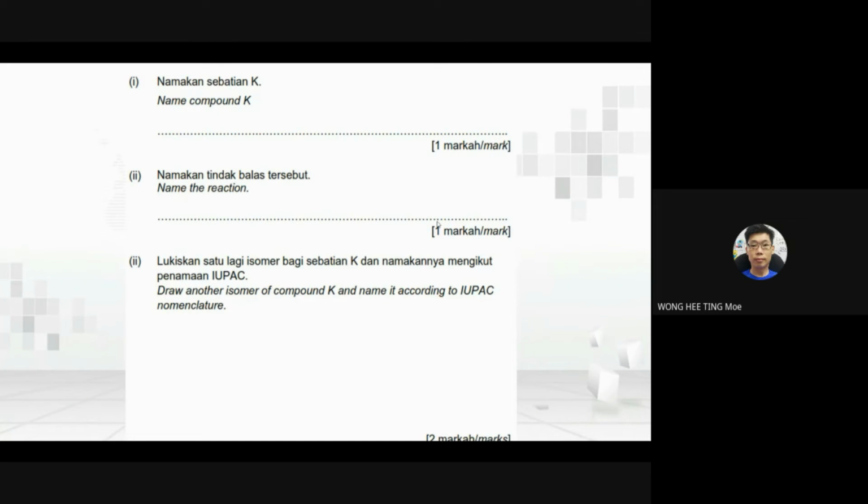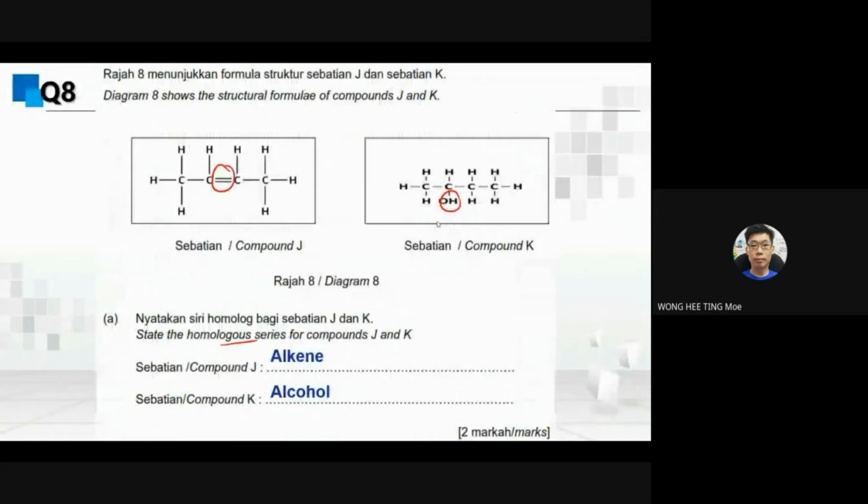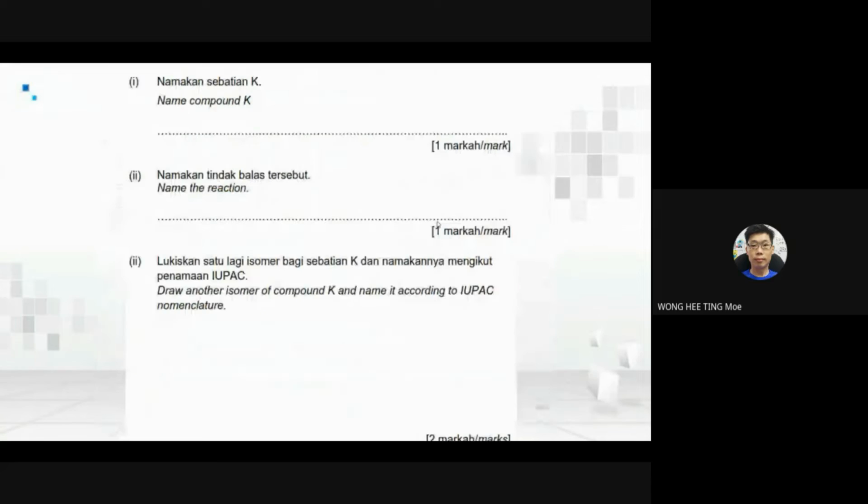Butanol. But you need to mention it based on the IUPAC nomenclature. Where is the hydroxyl? Butan-2-ol. You have to mention this one. Okay, name the reaction. Alkene to alcohol. Hydration. Okay, good. What is the condition?